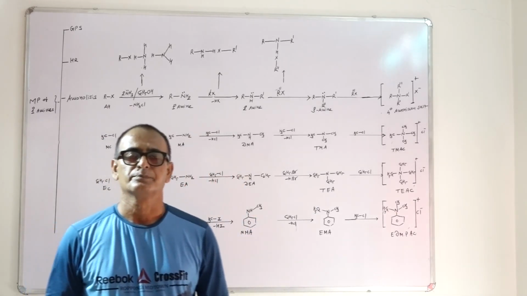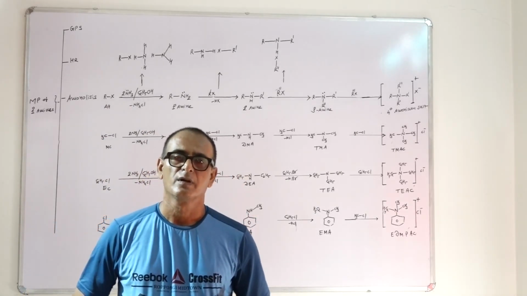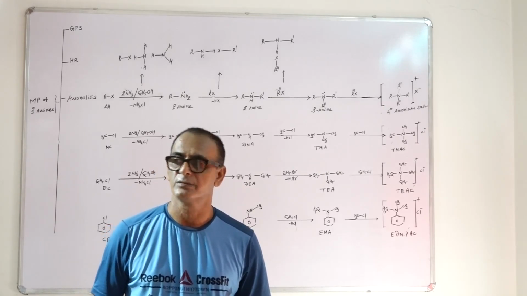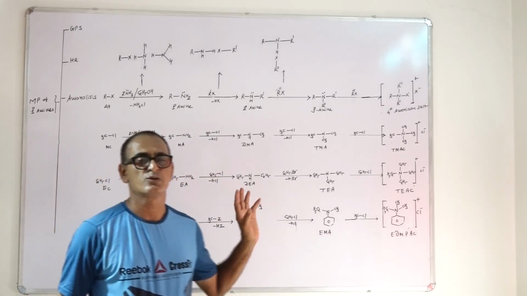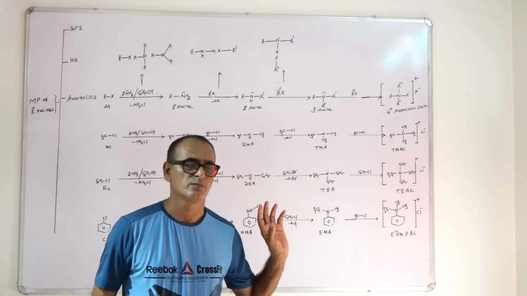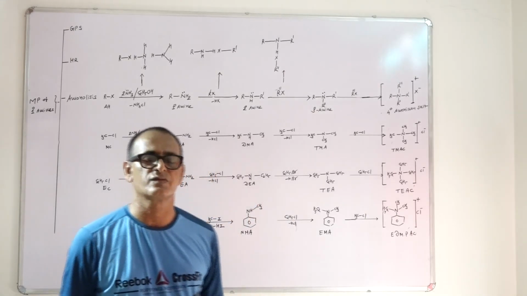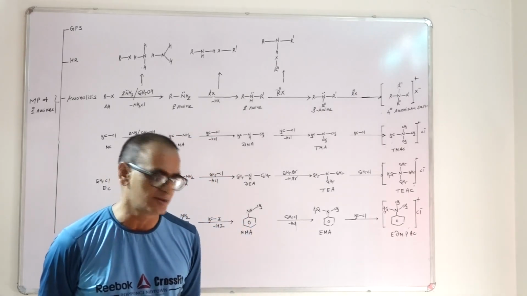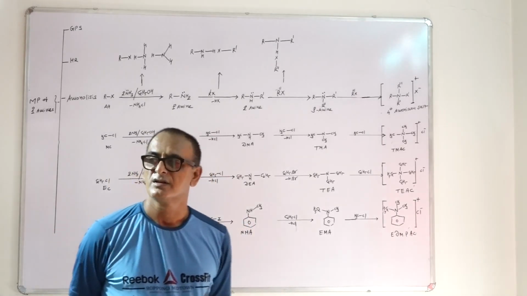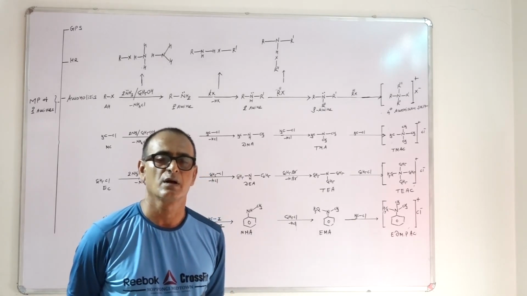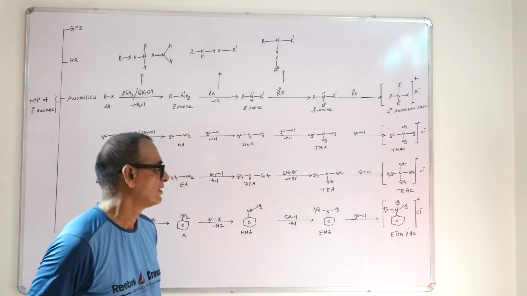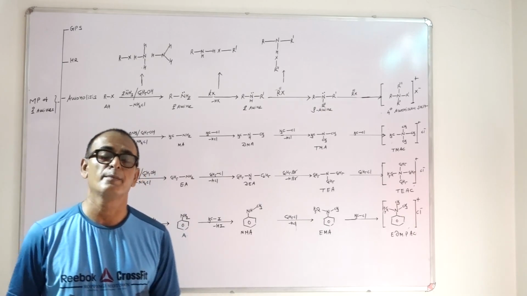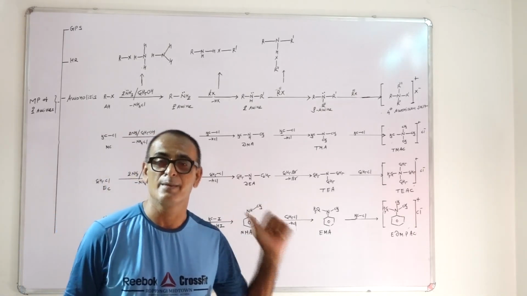Let us see. Yesterday, in the previous lecture, we saw the methods of preparation for the primary amine. The first one was the Gabriel phthalimide synthesis, the second one was the Hoffmann reaction, and the third one is ammonolysis.